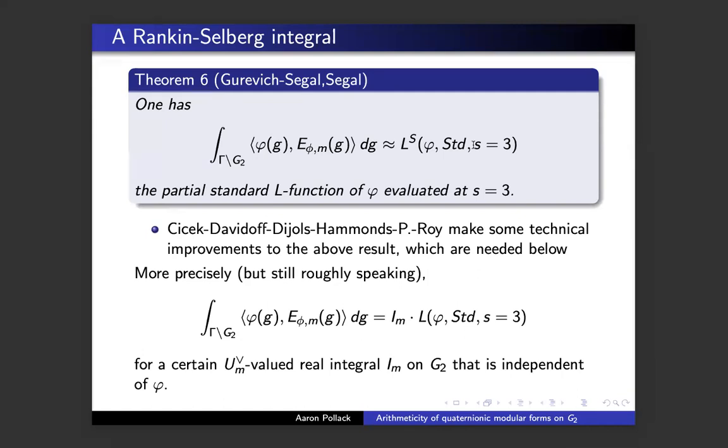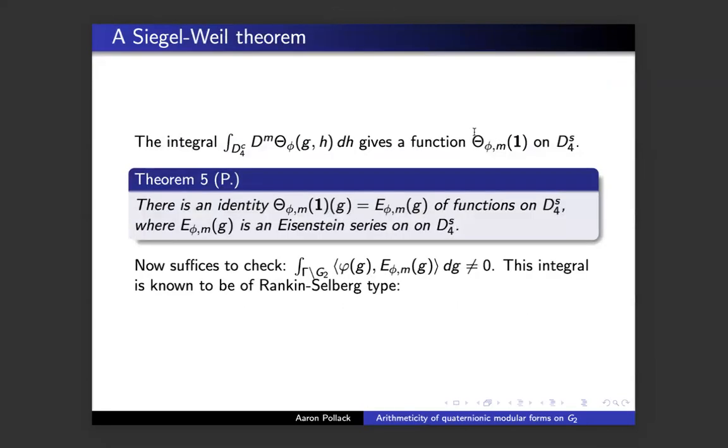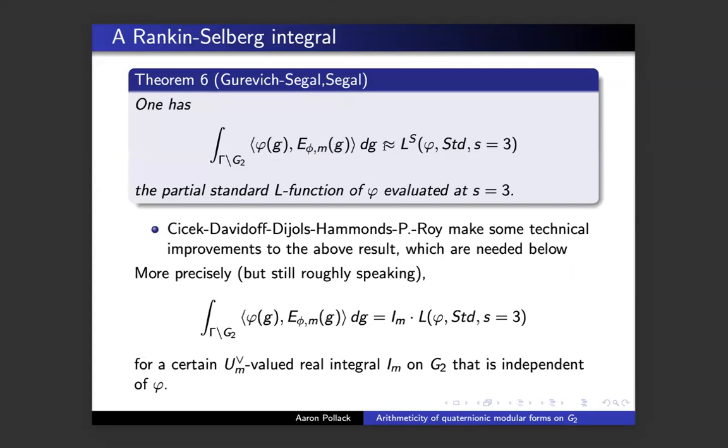So in order to conclude the theorem, I need to know that this integral of the cusp form against the Eisenstein series is non-zero, and this integral is basically an L function. So more precisely, what is it? I said in theorem 6 it's approximately equal to. More precisely, one can prove that the integral of the cusp form against the Eisenstein series is a particular vector, which I've called I sub m, which depends upon m, which sits inside of U_m check, times the L function evaluated at s equals 3. So in order to know that this integral on the left is non-zero, I need to know that I sub m is non-zero, and I need to know that the L function is non-zero.